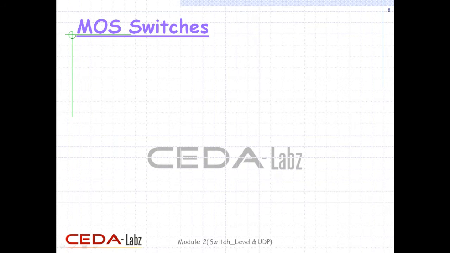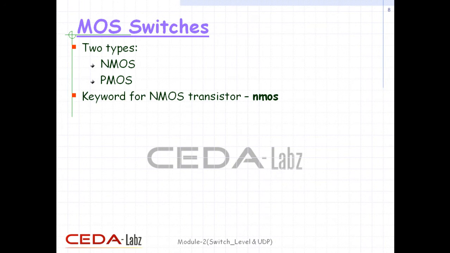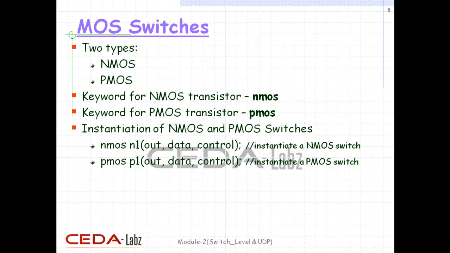There are two types of MOS switches, NMOS and PMOS. These switches can be defined with the keywords NMOS and PMOS. The keyword NMOS is used to model NMOS transistors and the keyword PMOS is used to model PMOS transistors. This is how we can instantiate NMOS and PMOS switches in Verilog. Since switches are Verilog primitives, like logic gates, the name of the instance is optional. Therefore, it is acceptable to instantiate a switch without assigning an instance name.